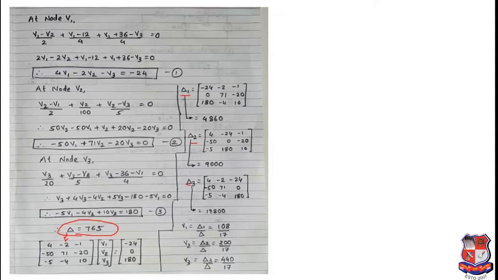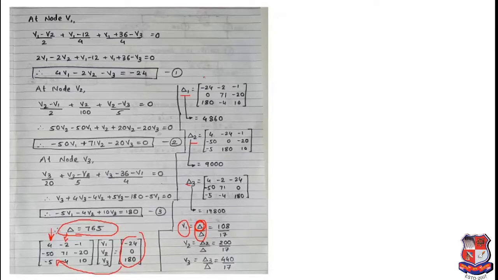So what is this delta 1, delta 2, delta 3? So in this matrix you just need to make one change. So if you want to find V1, it will be delta 1 by this delta. So first you need to find this delta 1. To find delta 1, you just need to replace this first column by this value. The equal to terms which you get, that is constant values, are replaced in the first column. So you just need to bring this right hand side values in the first column.